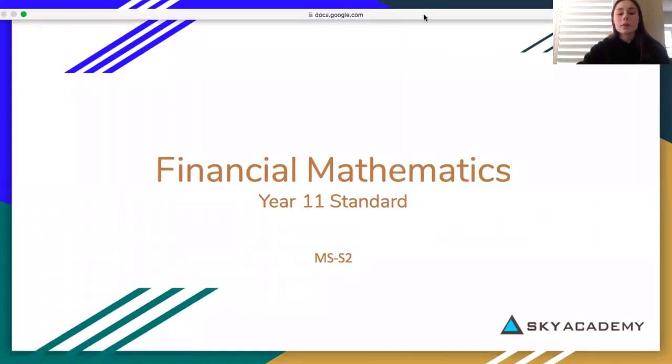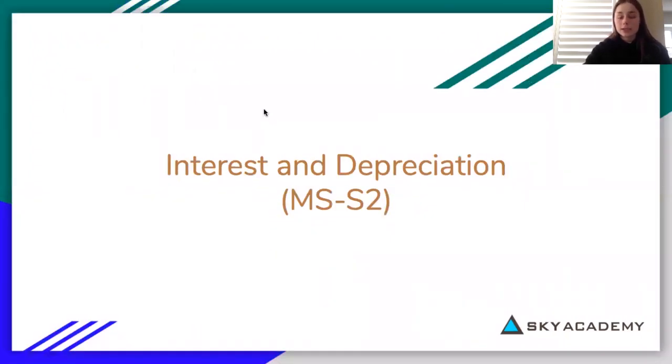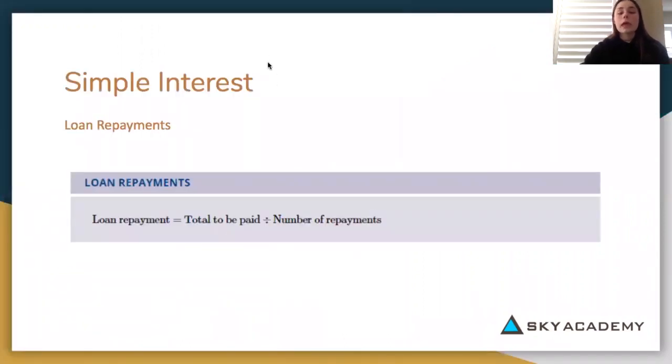We are looking at the topic of financial maths within the Year 11 standard course, and we're looking at interest and depreciation, which is MSS2. So we're having a look at loan repayments. A loan repayment is where you borrow money, for example, from the bank, and you need to pay back this loan plus the interest that was earned on this loan. So you're repaying this amount of money, but you're repaying it over a period of time.